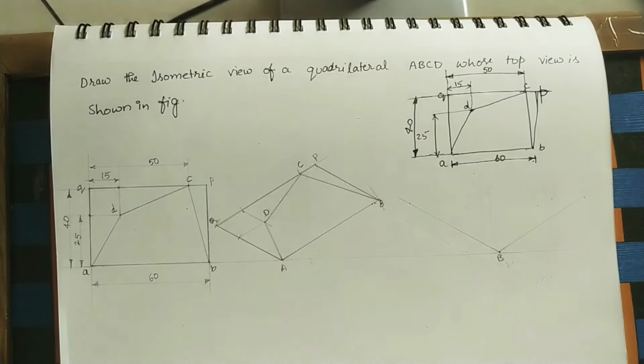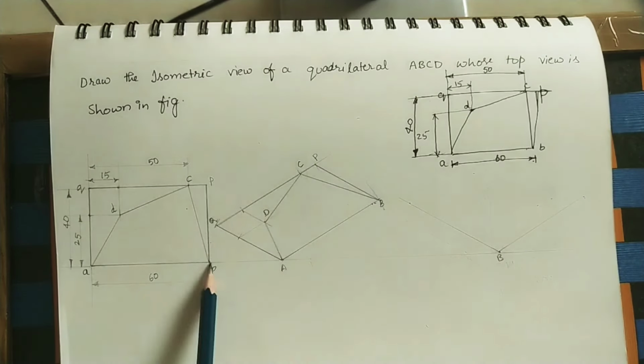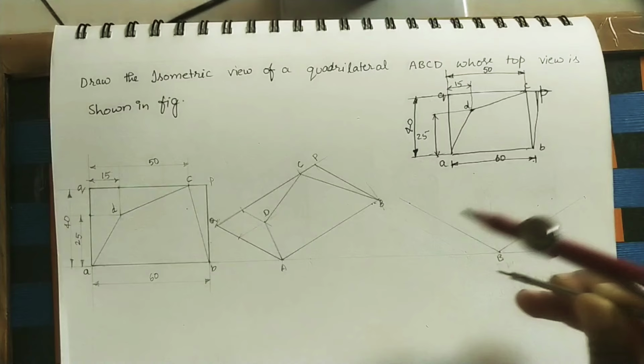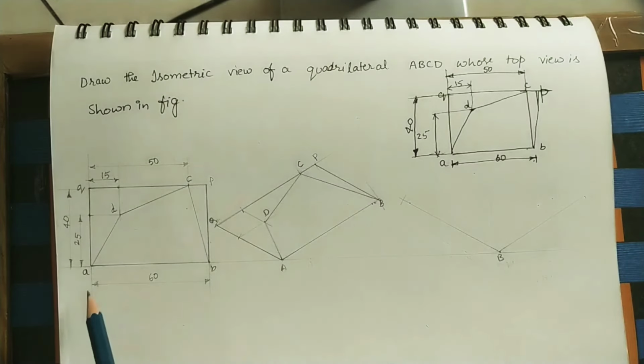Now B we have marked here. Take one side, this length, BA length. How much is it? 60 mm. By using compass, take 60 mm. B as center, just do an arc here. So this is the A point.